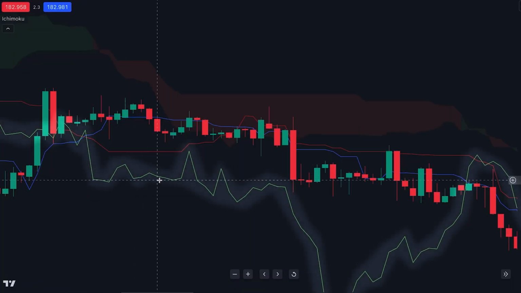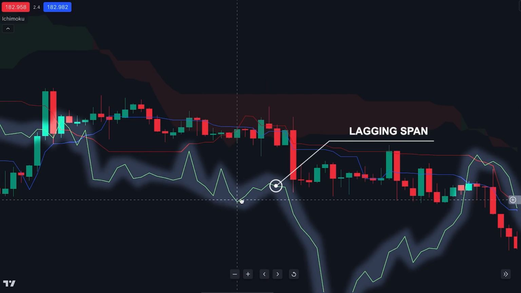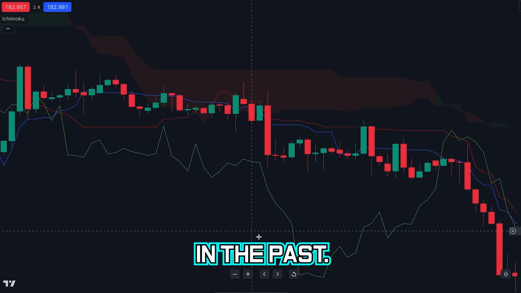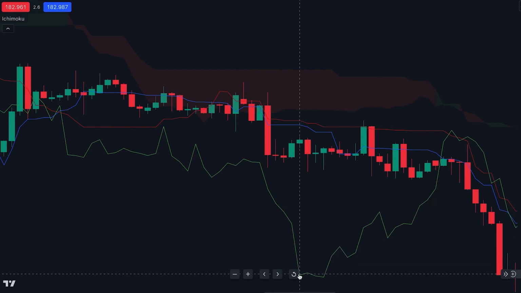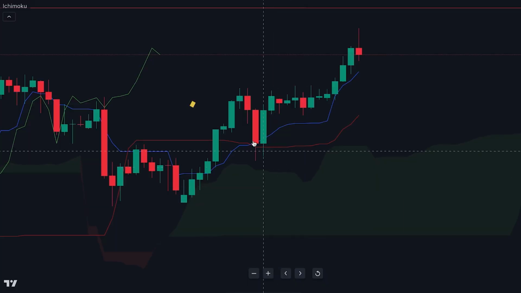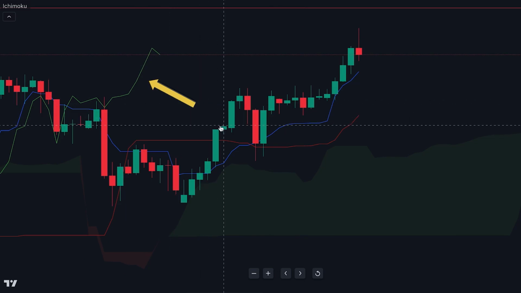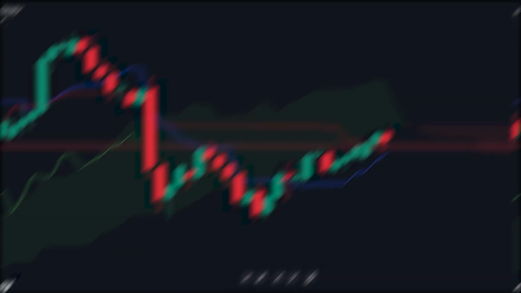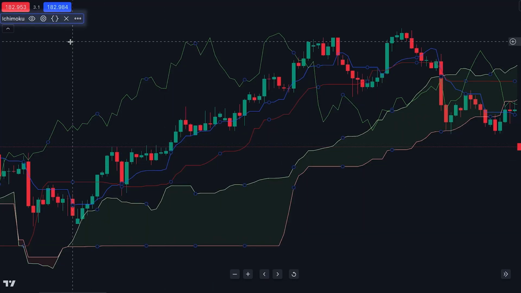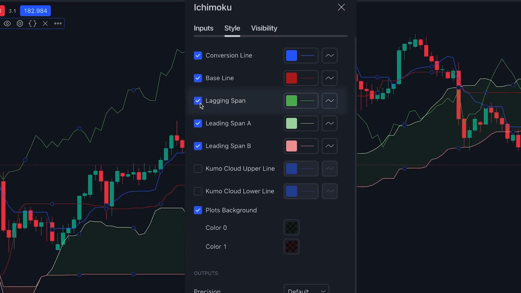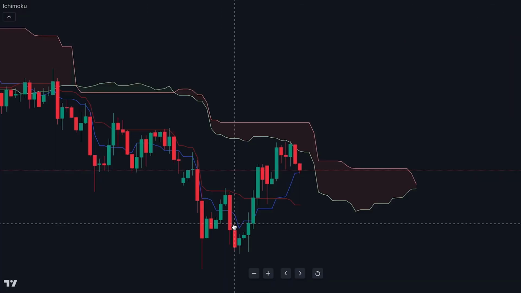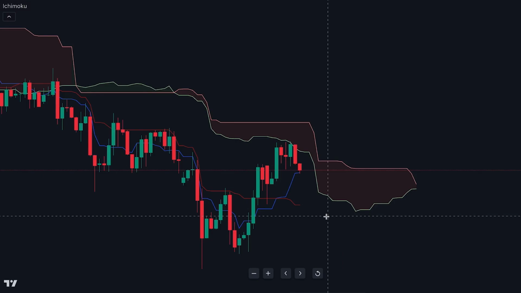And finally, we have this green line, which is called the lagging span. This line is just the current price plotted and offset in the past. The way you are supposed to use this line is that if the line is far away from price, the trend is considered strong, but if it is close to price, the trend is weak. To keep things simple, we will disable the lagging span line, given that we already have two other lines to determine trend direction. Now this is how this indicator is supposed to be used.